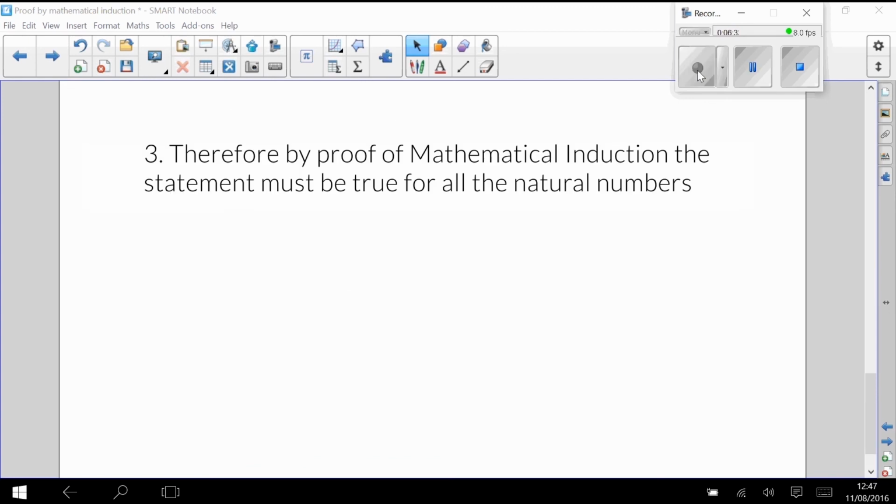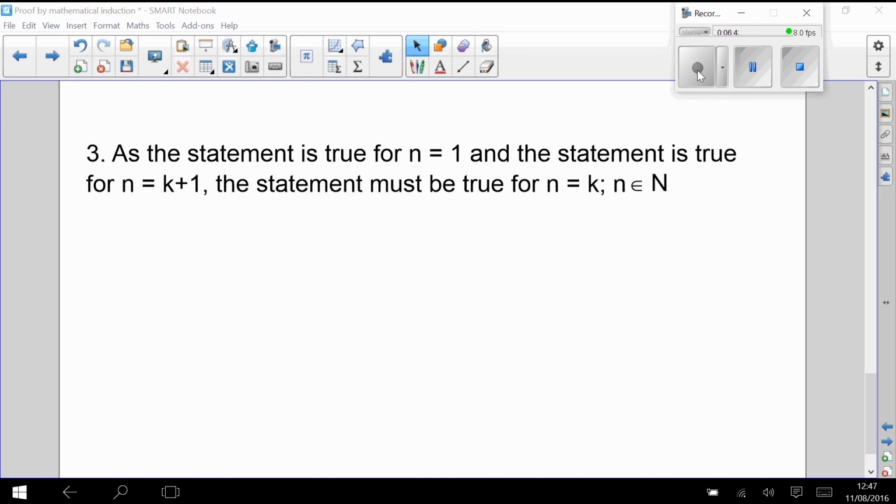And finally, the last part of the formal proof, when proving by mathematical induction, you state that as the statement is true for n is equal to 1, and the statement is also true when n is equal to k plus 1, the statement must be true for n is equal to k if n was an element of the natural numbers. This concludes our formal proof.